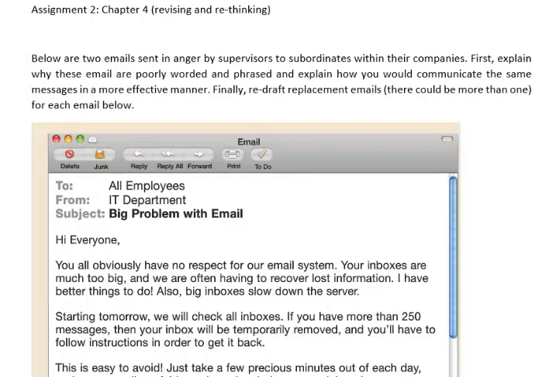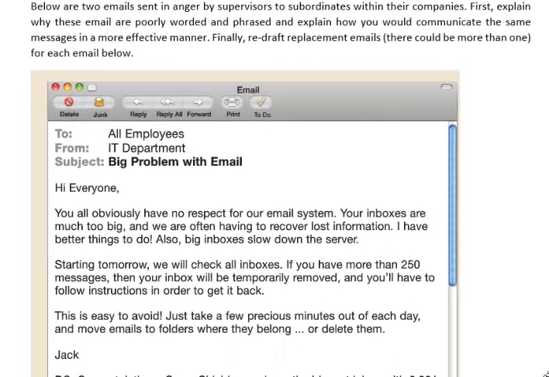Assignment 2 is about revising and rethinking something that was written perhaps poorly the first time around. You are given 2 emails by supervisors to subordinates, kind of similar in that respect to assignment number 1. First thing you want to do is explain in a separate section why these emails are poorly worded, and then you'd like to draft replacement emails, which could be more than one.